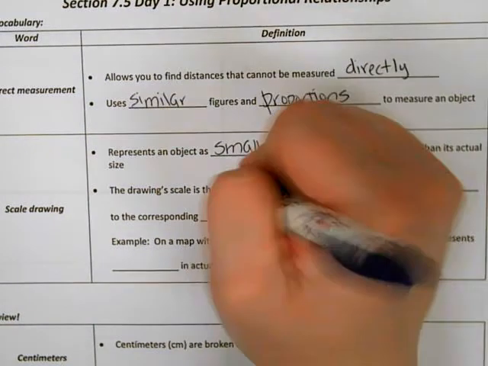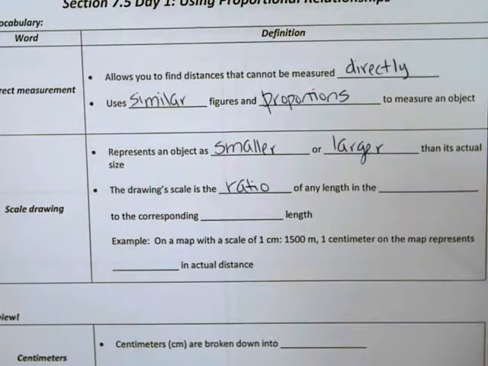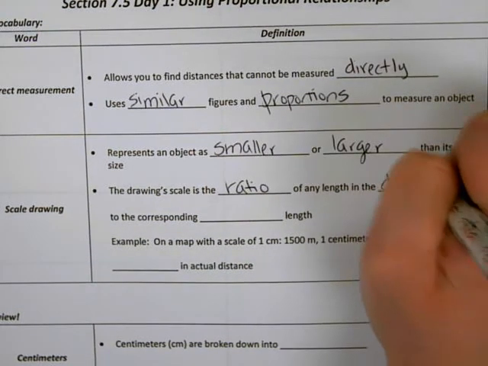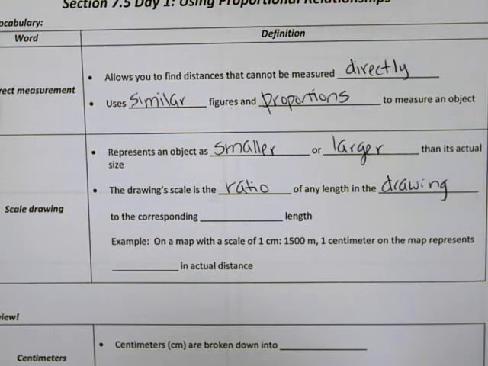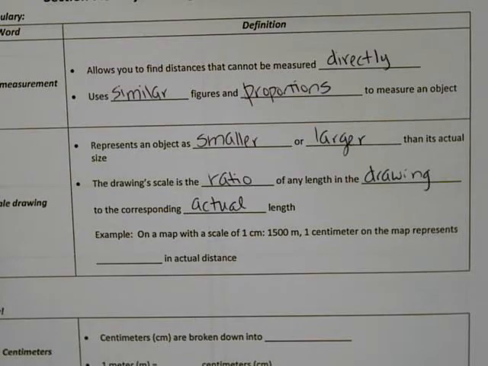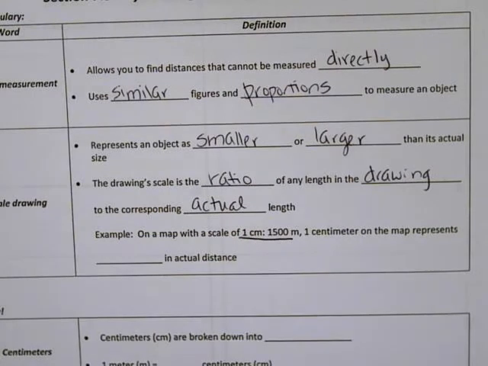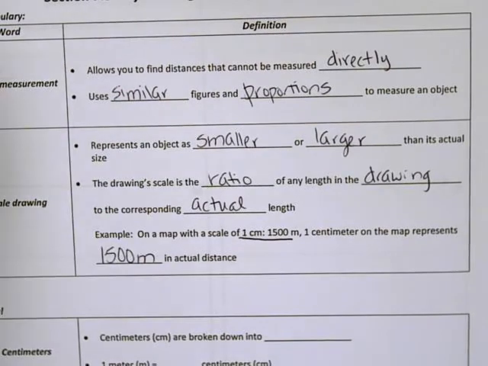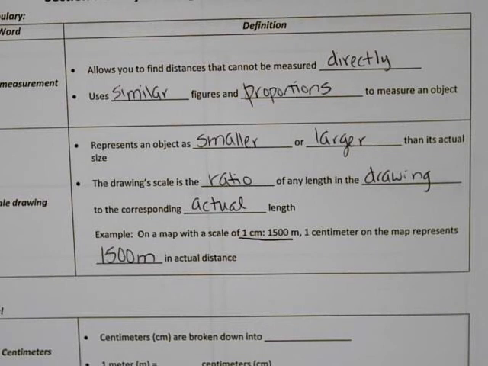The scale drawing is the ratio of any length in the drawing to the corresponding actual length. So in this example, if we were to look at a map with a scale of 1 centimeter to 1,500 meters, 1 centimeter on the map represents 1,500 meters in actual distance. When you look at Google Maps and you're looking at the route that you're going to drive, obviously that's not the true distance on your screen, it's a scale drawing.